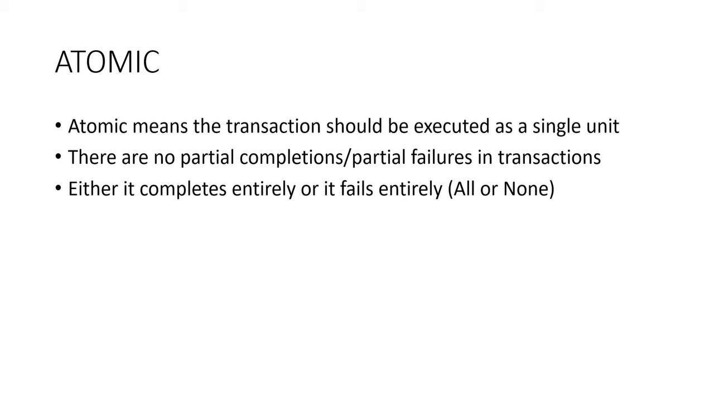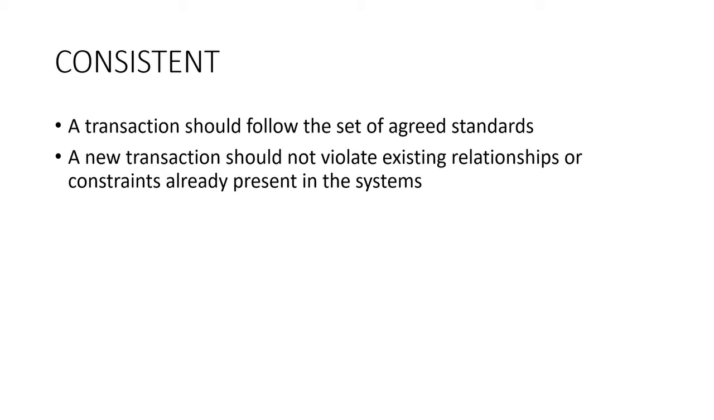And after atomic we have C in ACID properties, which stands for consistency. A transaction is supposed to be bound by a set of regulations or constraints. These constraints should be adhered to all the time by the transaction. So once the transaction is executed, after its completion, the existing relationships and constraints of current data should not be altered. That is what we mean by a transaction should be consistent.